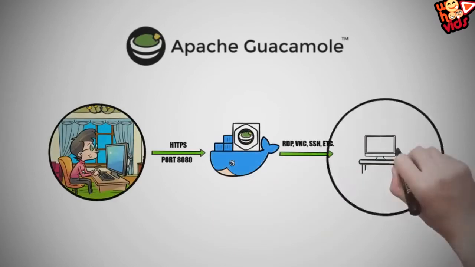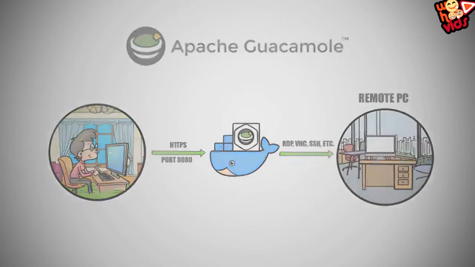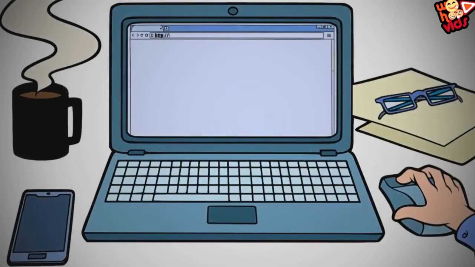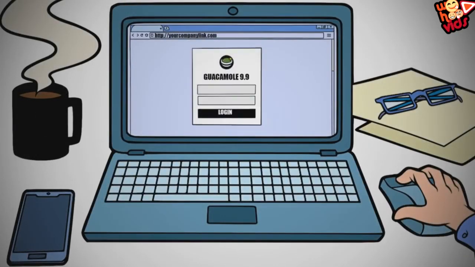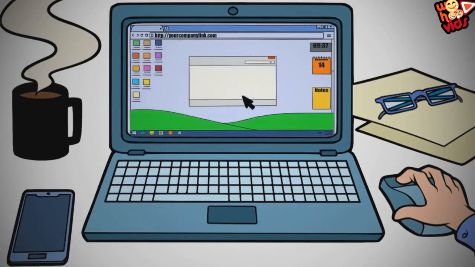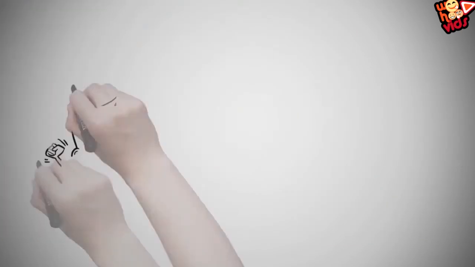Guacamole is an open source software suite maintained by the Apache Software Foundation, which acts as a reverse proxy and allows end users to browse to its web portal, authenticate, and receive direct links to their desktops. The end user experience is similar to that of a native RDP client, such as Microsoft's Terminal Services client.